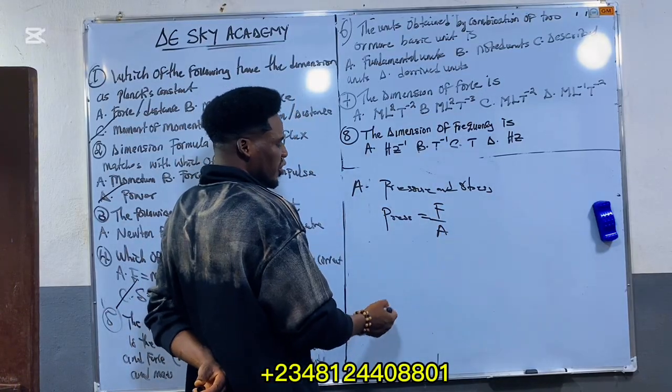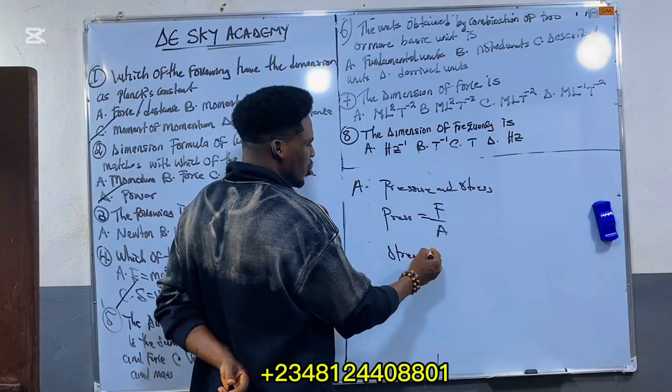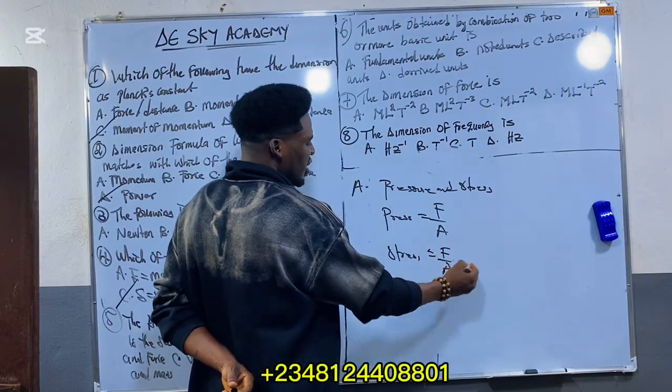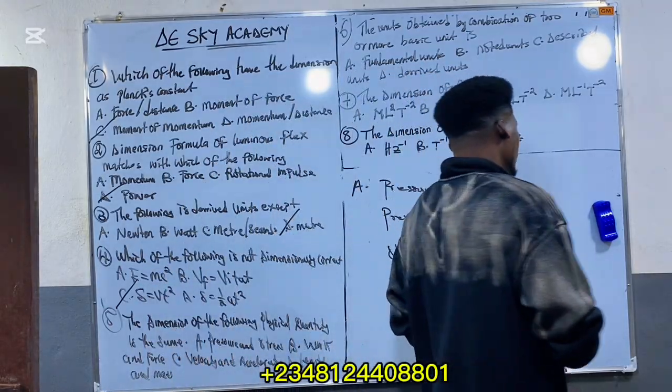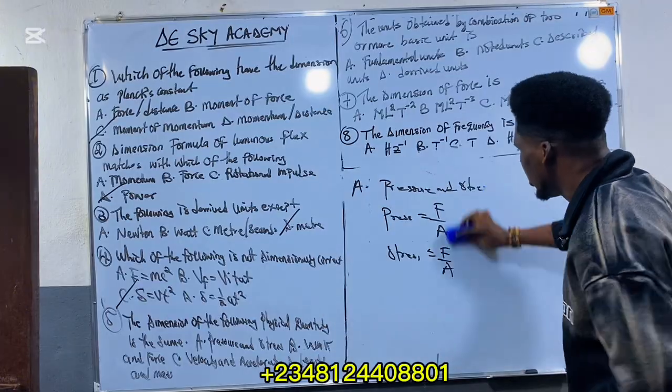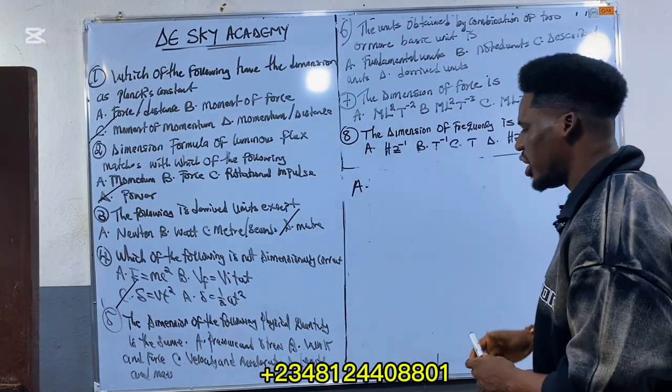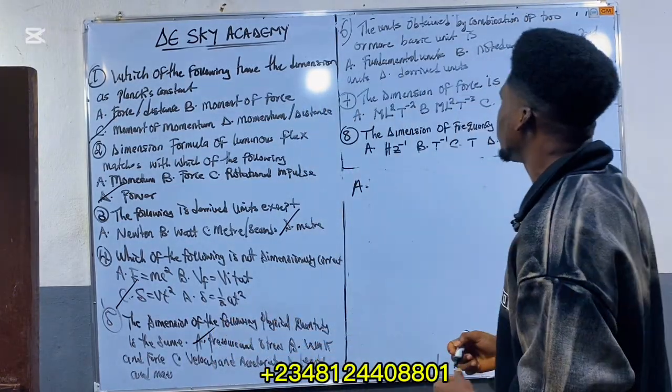Now, what is the formula for stress? Stress is also force over area. Therefore, they will have the same dimension. So instead of wasting our time, the correct answer here is option A, which is pressure and stress.